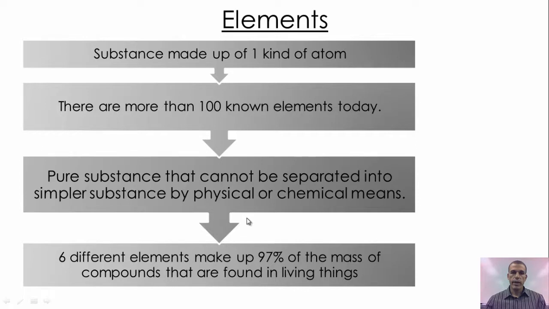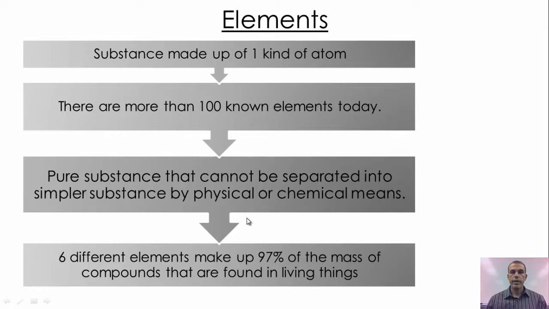Now, defining what elements are. An element is a substance made up of one kind of atom. There are a little more than 100 known elements today. The majority of them are found naturally, and some of them are made just in a laboratory. Elements are pure substances that cannot be separated into simpler substances by physical or chemical means. So these elements cannot be broken down any further, by any way, chemically or physically.